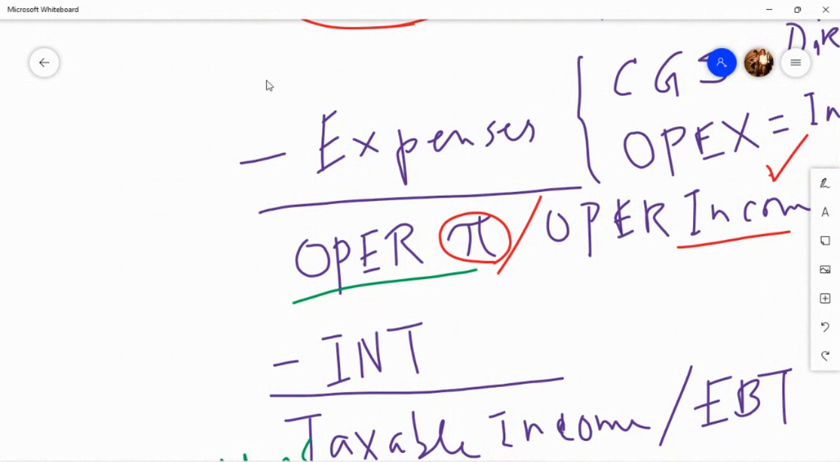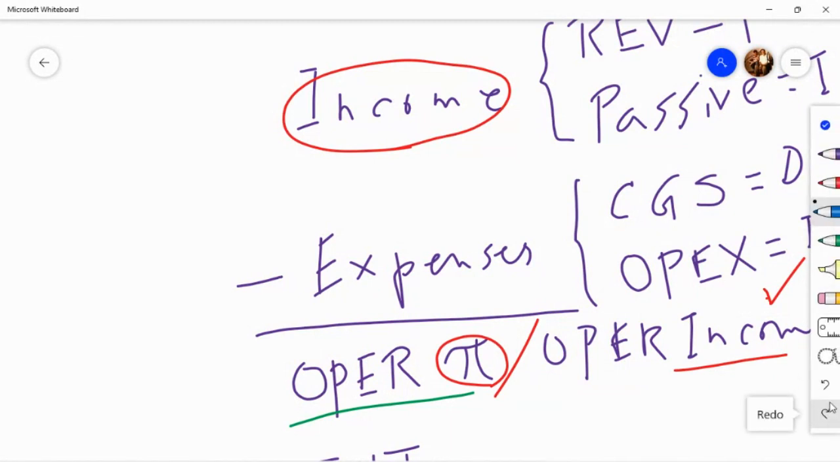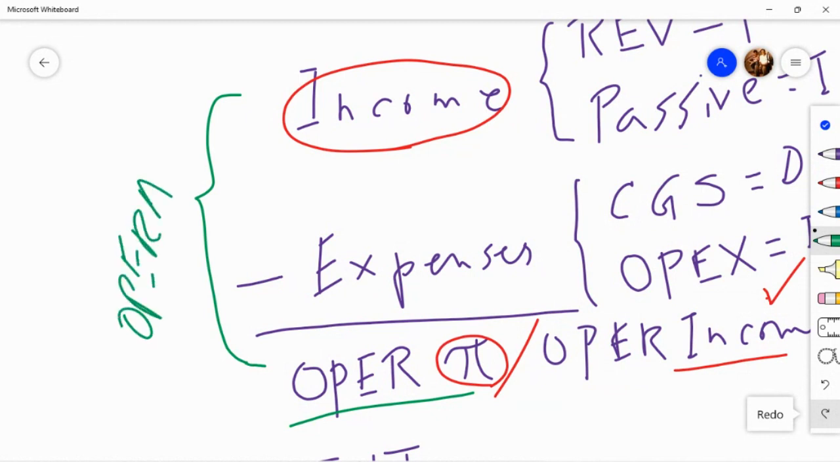First of all, it's quite natural that when we have income and expenses, we subtract expenses from income, right? And the result is called operating profit. The reason it is called operating profit is because this step, this process of subtracting expenses from income, is called operating activity.